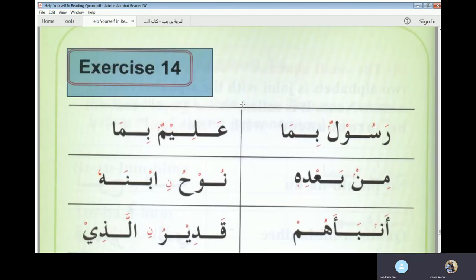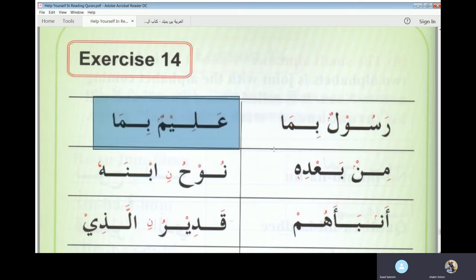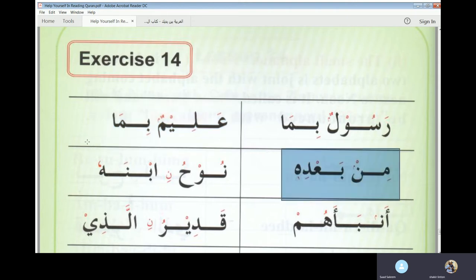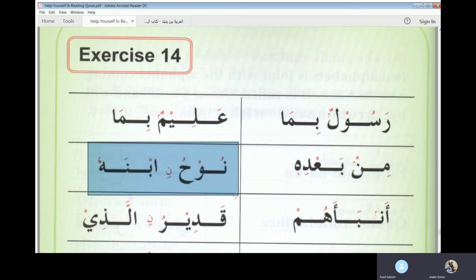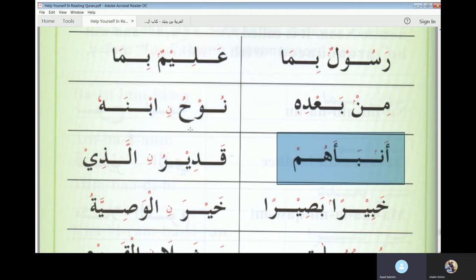Exercise 14. Okay, start it. Rasulum bima. Alimum bima. Min ba'dihi. Nuhu nibnahi. Nahu amba'ahu.